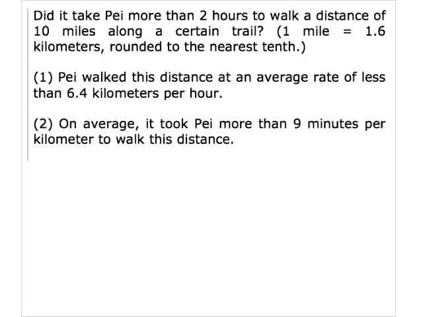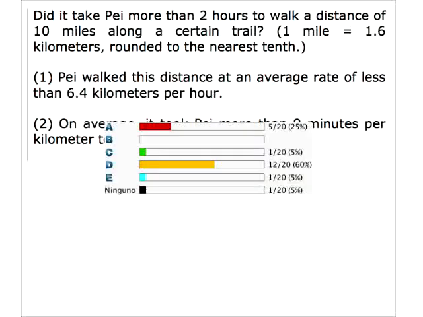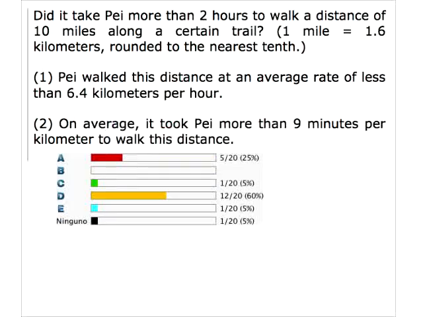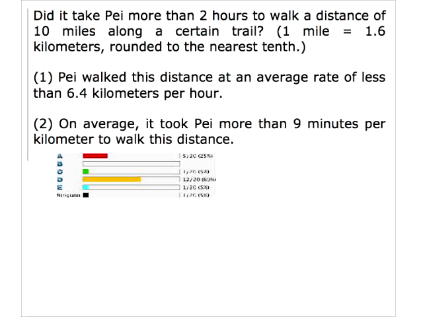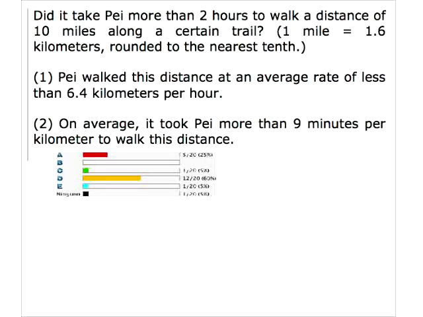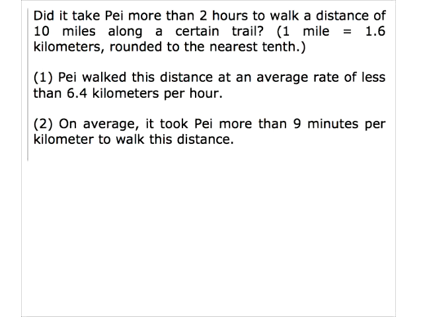Let's take a look. So here's the class statistics. This one appears to be not so bad for you guys. Here are the stats. So yeah, we got a solid majority of D, but some people are also picking A, so let's go ahead and talk about it. All right. Did Pei take more than 2 hours to walk a distance of 10 miles along a certain trail?